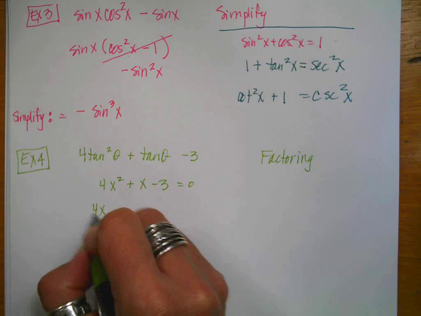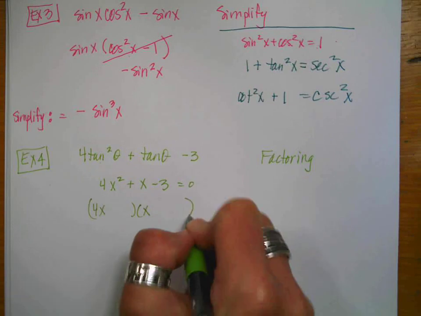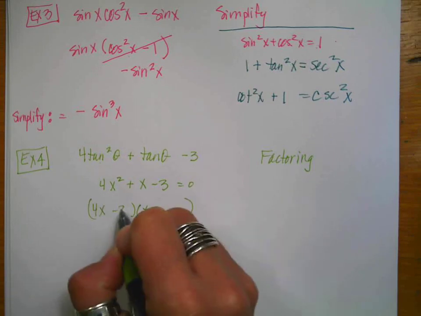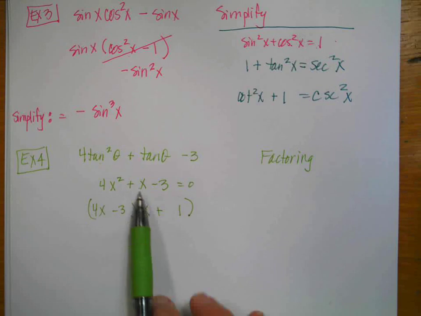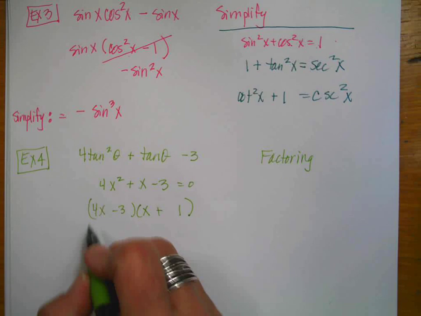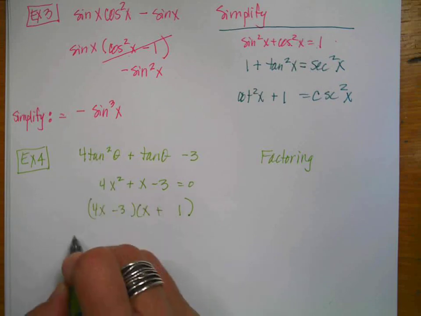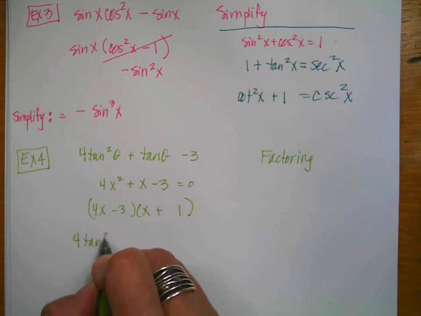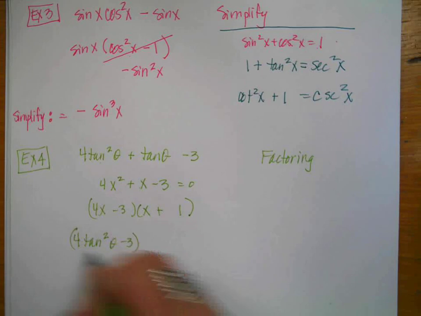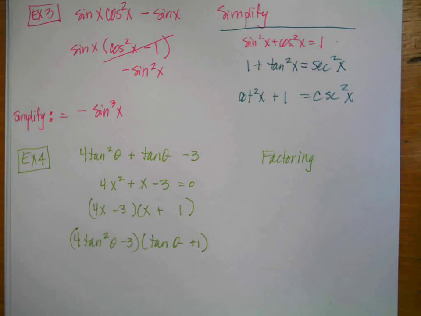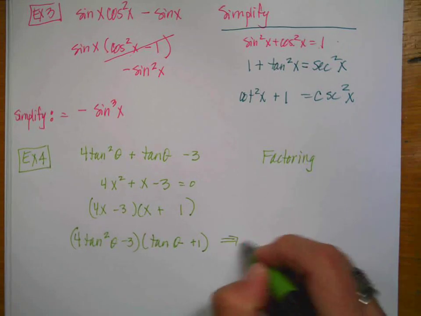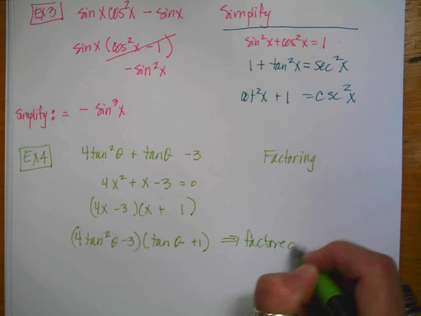And then I could factor, and I would do 4x and an x, and then I would do a negative 3 and a positive 1. I check to make sure I get the middle term. This is a positive 4 minus 3 gives me a positive 1. And so then if I wanted to finish, I could substitute my tangent back in. So 4 tangent squared theta minus 3 times the tangent of theta plus 1. So this would be the factored form, okay?